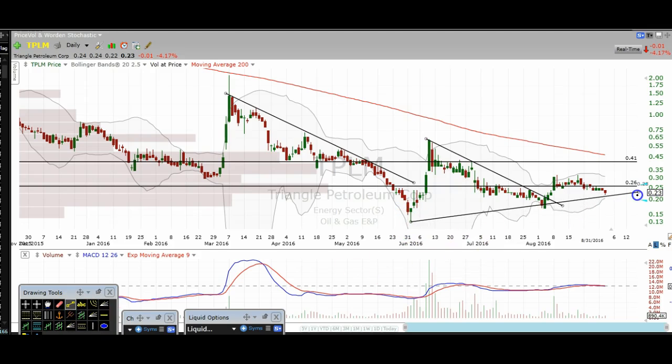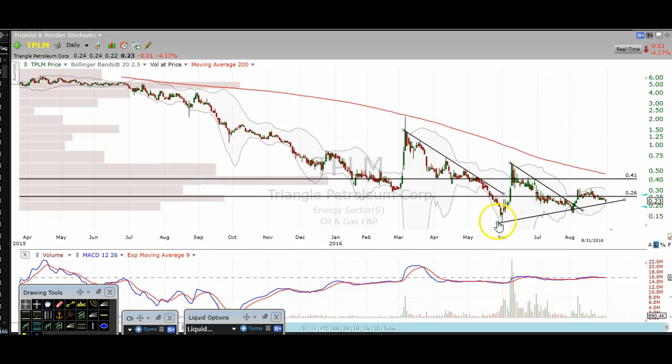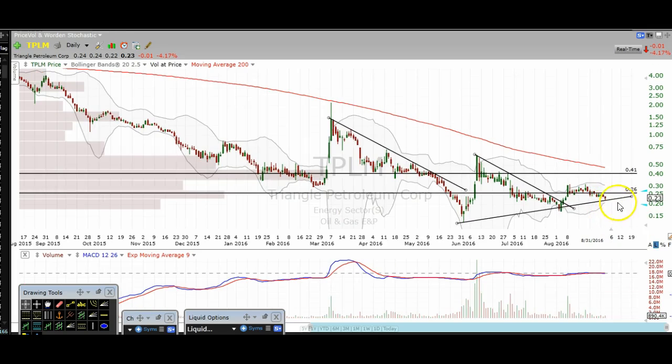Again, with these penny stocks, not as easy to determine the direction of this trade. But we do have an uptrend line right here, and we're pretty much right at this level right here. So I definitely want to see this level hold. But again, I'm not putting a ton of weight on this as it is pretty much a penny stock.